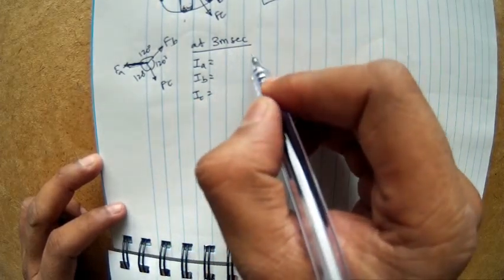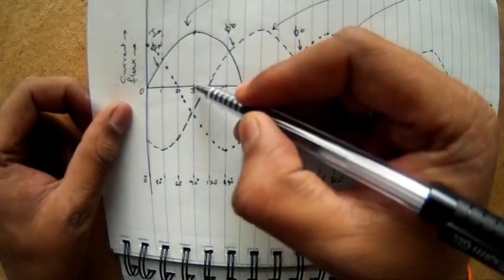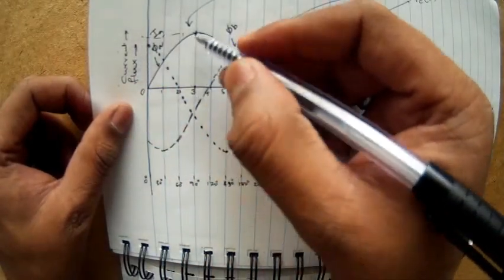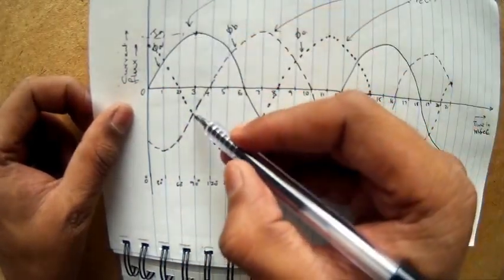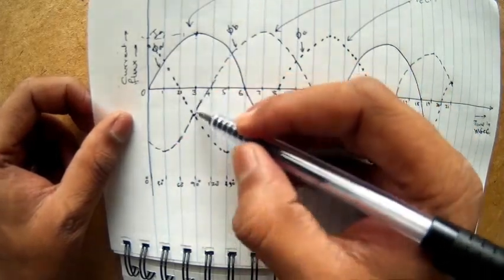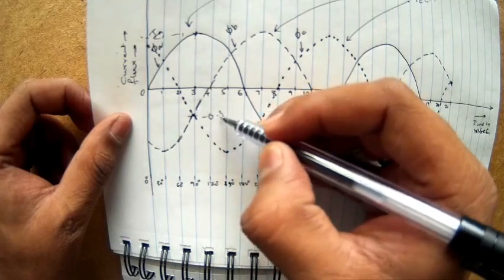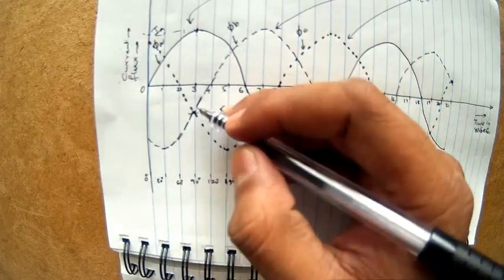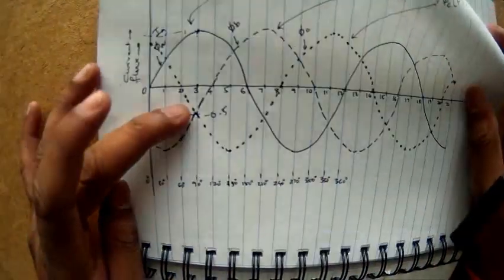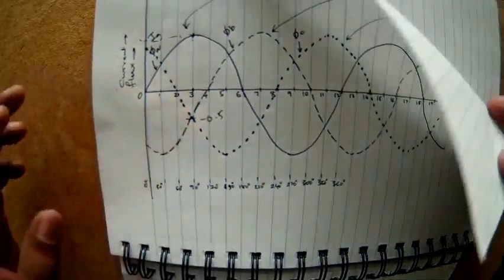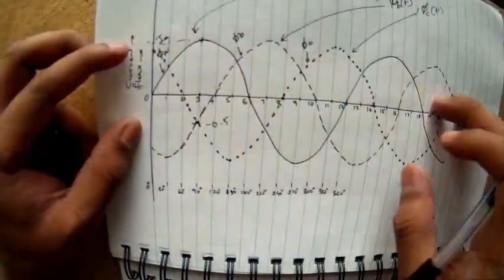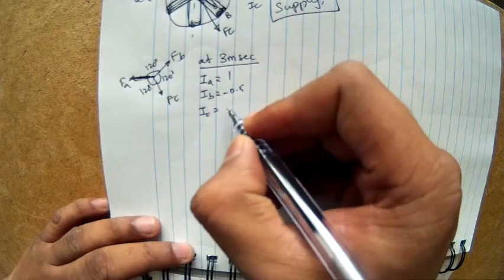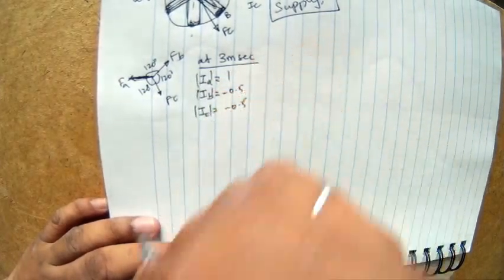So correspondingly, let's write down what is IA. At 3 milliseconds, it is maximum. Let's consider this as 1. The peak value is 1. So at 3 milliseconds, IA is maximum, whereas IB and IC are negative, and this actually corresponds to minus 0.5. You can use the calculator to calculate exactly, because we know how many degrees it is. Because this is all sinusoidal waves, using sine formula we can calculate. So IA is plus 1, this is minus 0.5, and this is minus 0.5. This is the magnitude of IA, IB and IC.